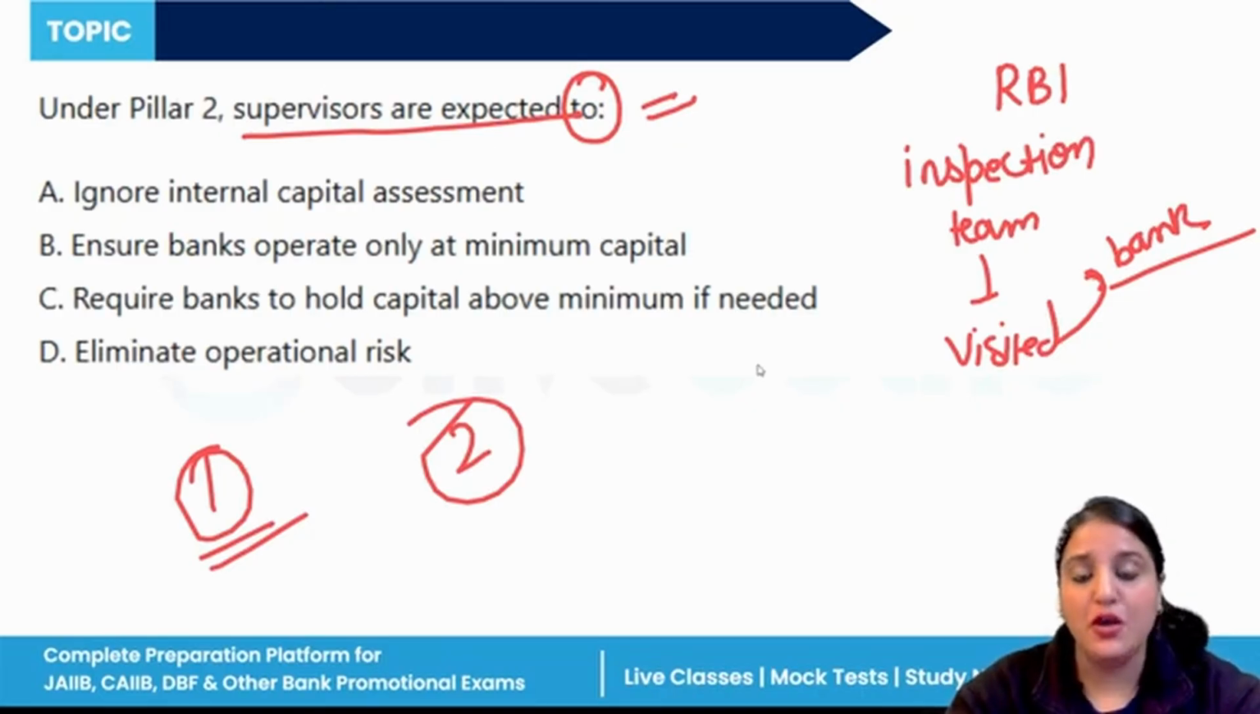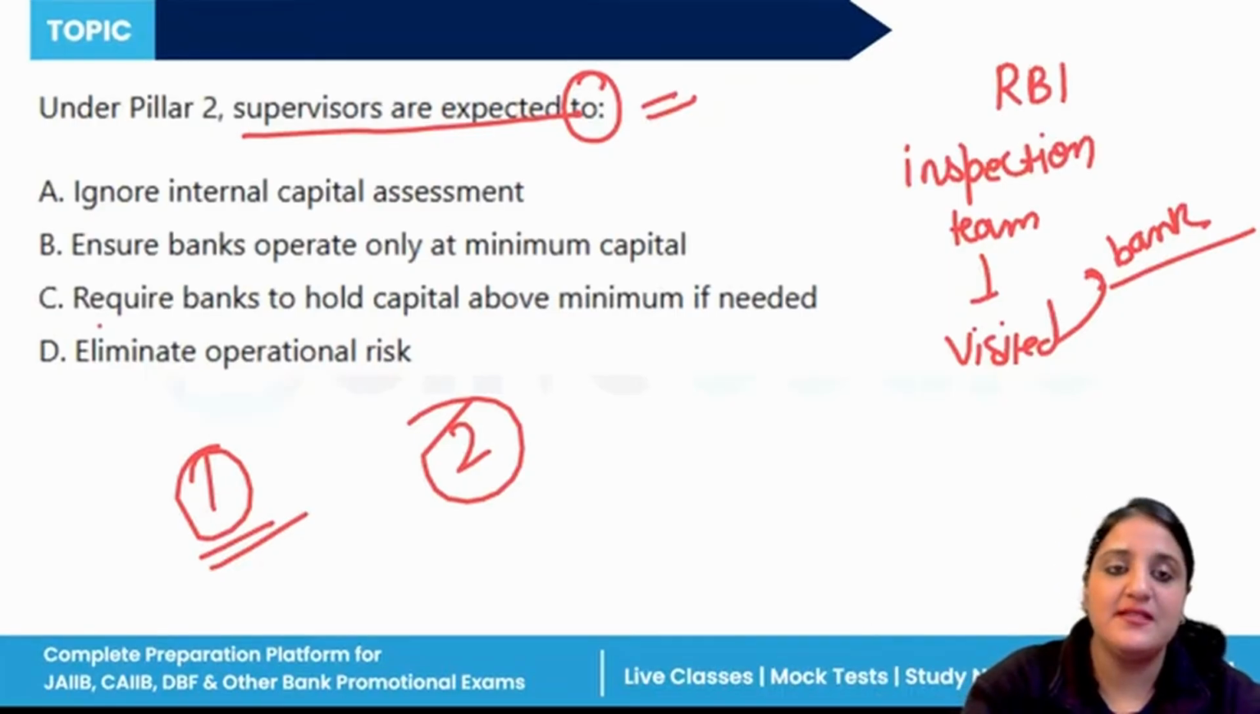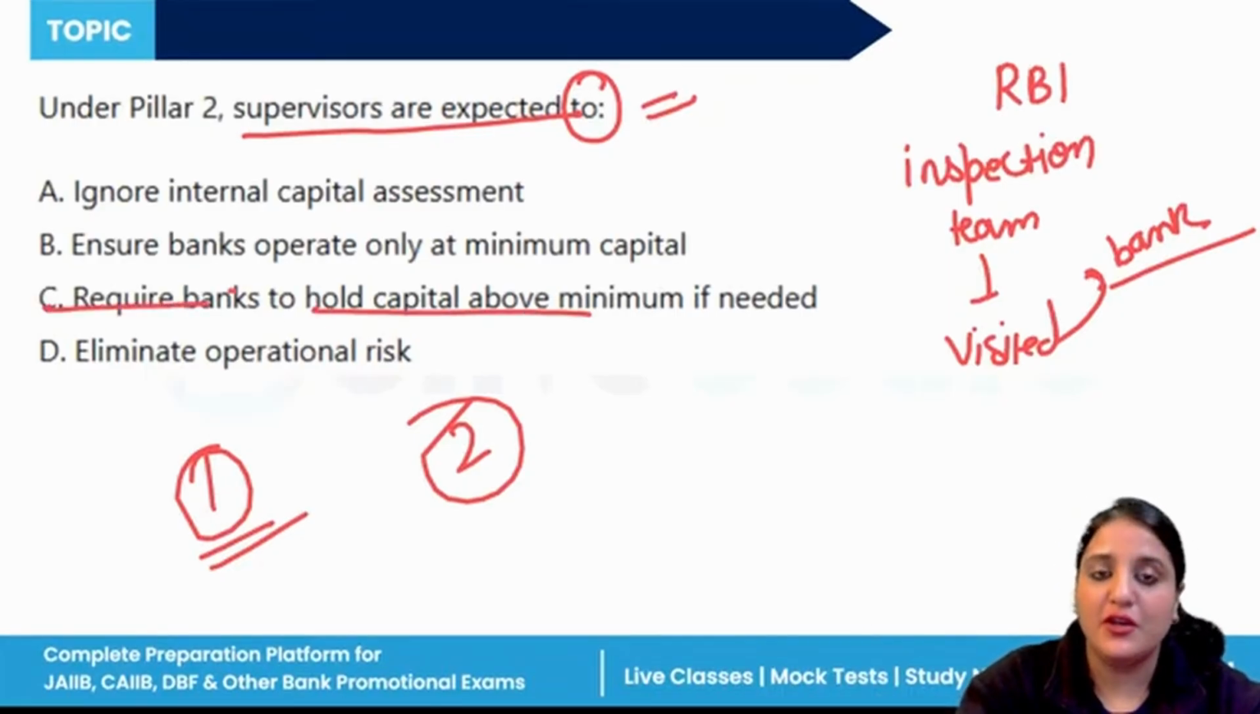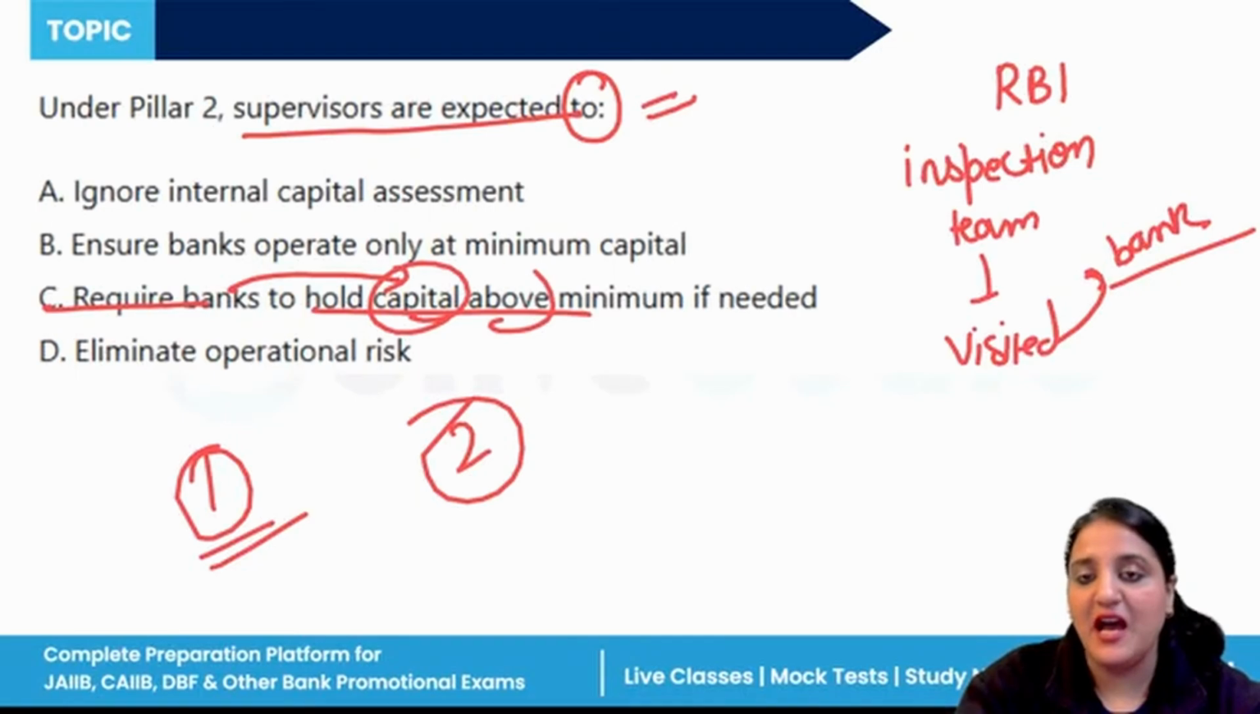Right? So, under pillar 2, supervisors are expected to require banks to hold capital above minimum if needed. That is the option C saying. Require banks to hold capital above minimum if needed.